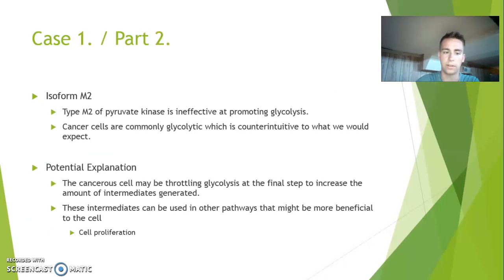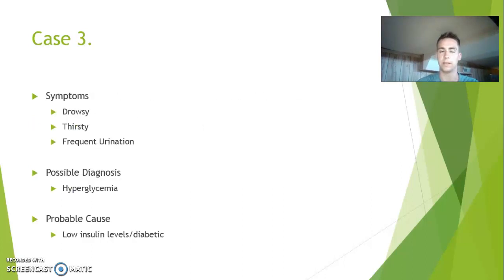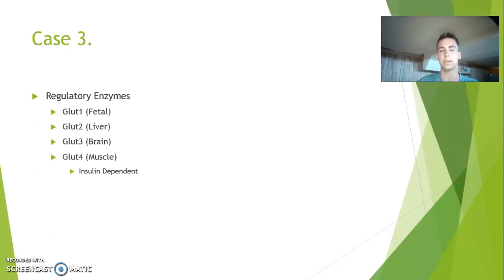The question brought up earlier is what would I expect the sugar levels to be? I pretty much mentioned it, but I'd expect them to be very high, above normal range. And the two regulatory enzymes that would still be active in this situation, we can look at what we have here, which is GLUT1, GLUT2, GLUT3, and GLUT4. GLUT4 is insulin dependent, so it's probably not going to be GLUT4, because without insulin, GLUT4 is not really going to be activated or doing its job or promoting glycolysis. You have GLUT1, GLUT2, and GLUT3.